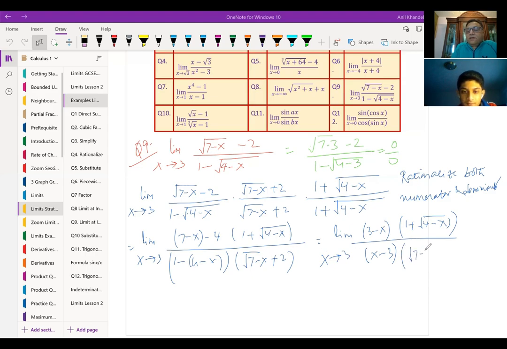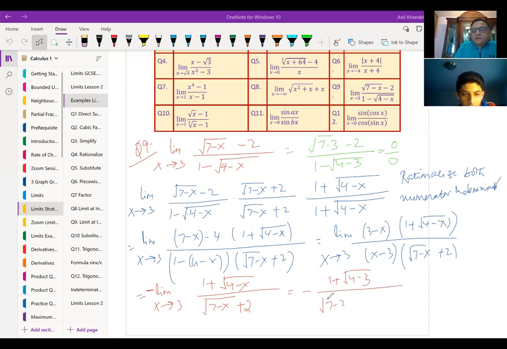So it's square root of 7 minus x plus 2. So when you cancel, you get a negative term. Negative numerator. So we have limit, we can take negative outside. So we have 1 plus square root of 4 minus x over square root of 7 minus x plus 2. Now substitute 3. So negative outside, substitute 3. 1 plus square root of 4 minus 3, right? Over square root of 7 minus 3 plus 2, correct?